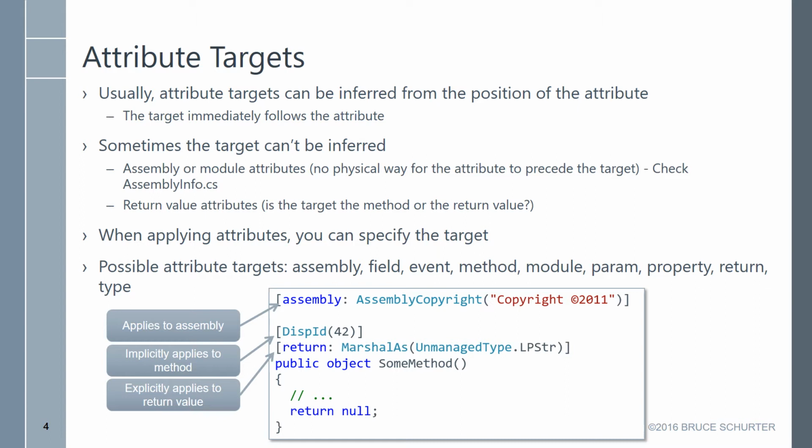So some of the named targets that you can have for attributes are assembly, field, event, method, module, param, property, return, and type. So those are the different things you can actually specify if you wanted to be explicit. Most cases you do not require those particular prefixes because it can be inferred. But things like return and assembly, there is no possible inference because you have to specify exactly what you're targeting.